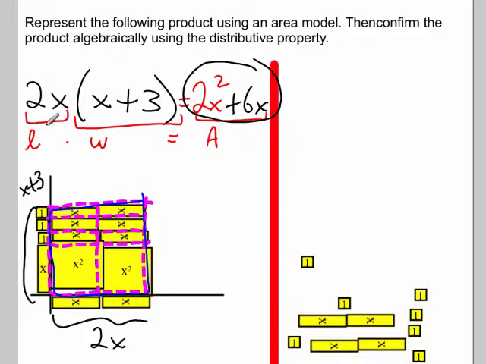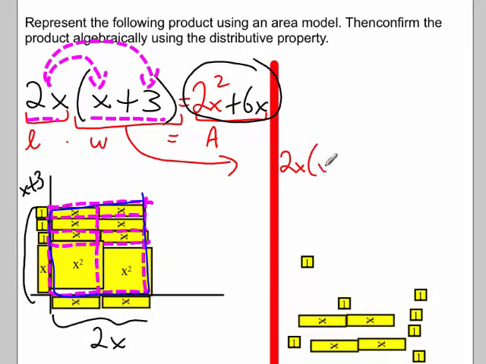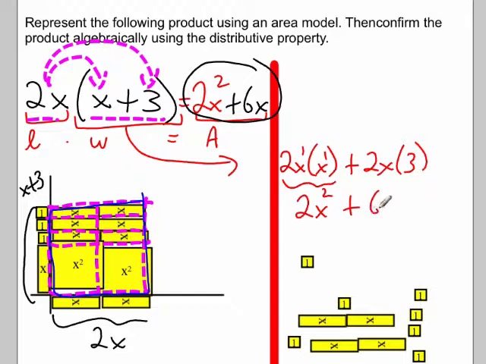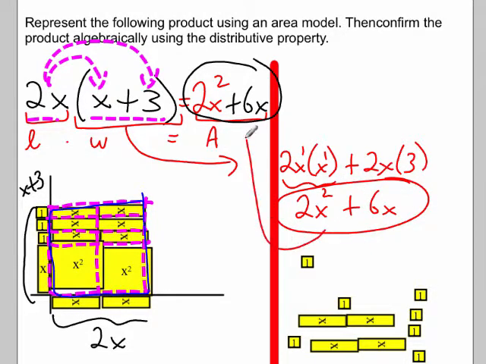In terms of how I could multiply this algebraically, I can distribute my monomial to each term and multiply. And so let's just write this out over here. That would be 2x times x plus 2x times 3. And when I multiply 2x times x, I'm going to add the exponents on the variables. So that's 2x squared plus 6x. So I've represented my product visually as the area of a rectangle and done it algebraically using the distributive property.